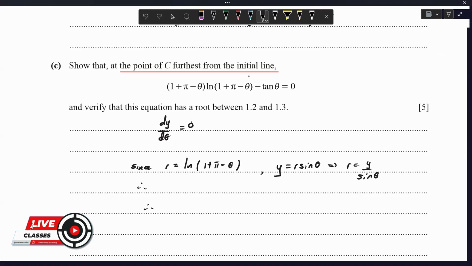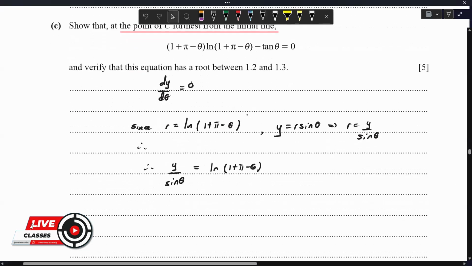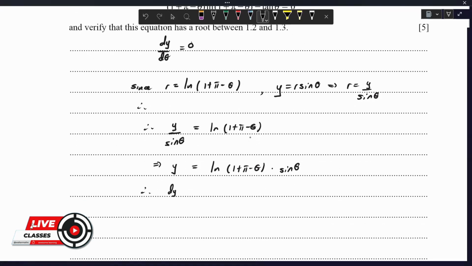So therefore, y over sine theta is equal to ln of 1 plus pi minus theta. So y is equal to ln of 1 plus pi minus theta of sine theta. So when we do dy by d theta, it's a product, sine theta times the derivative with respect to theta of ln of 1 plus pi minus theta, all right, plus ln of 1 plus pi minus theta times the derivative with respect to theta of sine of theta.